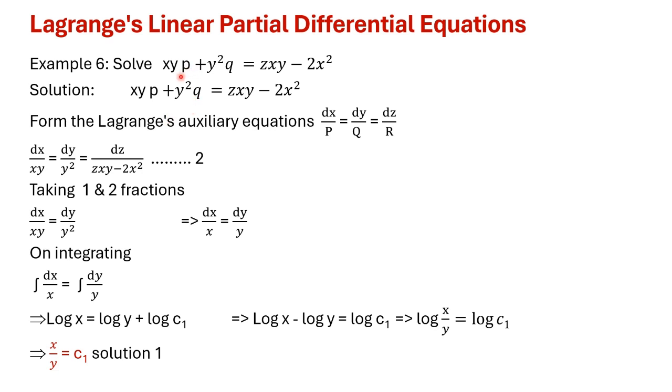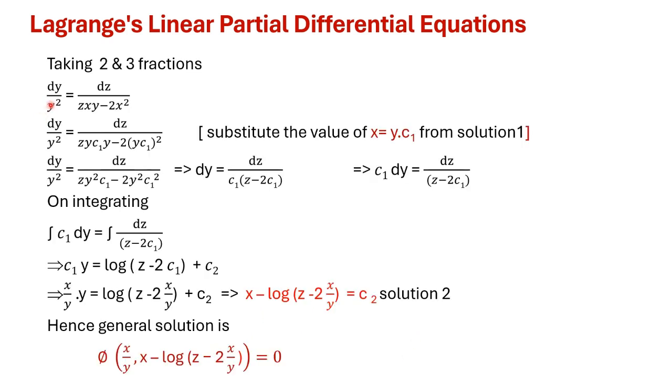Now we'll take fraction 1 and fraction 2. Here this y and one of the y from here get cancelled. So we are left with dx by x is equal to dy by y. On integrating it, we'll get log x, log y, plus one integral constant. We'll take it as log c1. Bring this here. So we'll get log x minus log y is equal to log c1. By the log property, log x by y is equal to log c1. This log and this log will get cancelled. So we'll have x by y is equal to c1, which is solution 1.